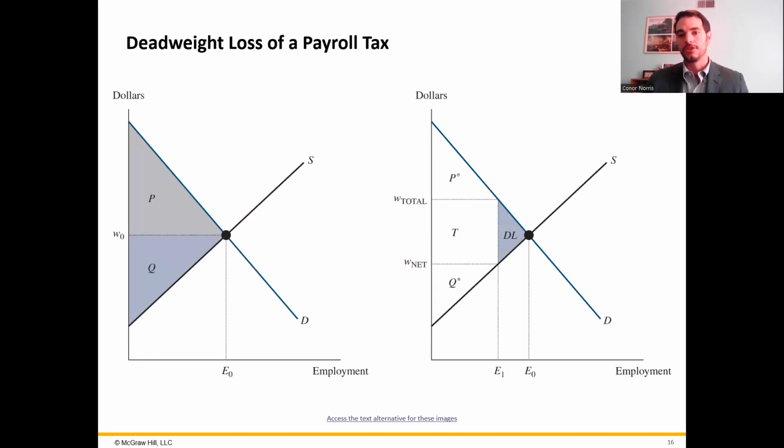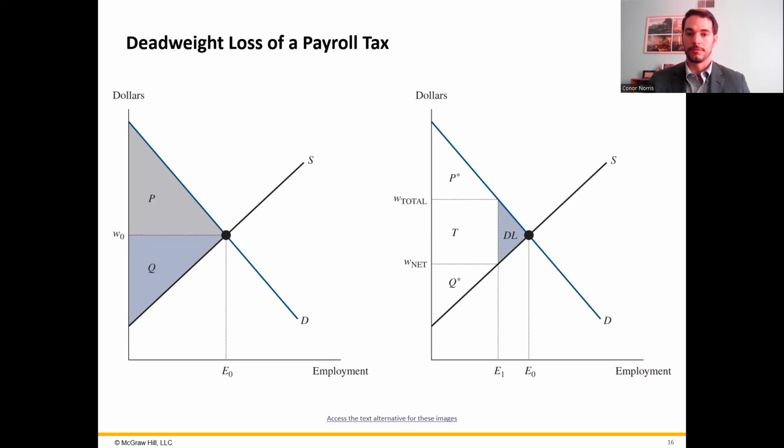Because payroll taxes distort the labor market and create costs for both sides, both firms and workers, they're said to create a deadweight loss. A deadweight loss in the labor market occurs when the payroll taxes distort the equilibrium between supply and demand for labor. This inefficiency, because remember, equilibrium is the most efficient condition for the labor market.